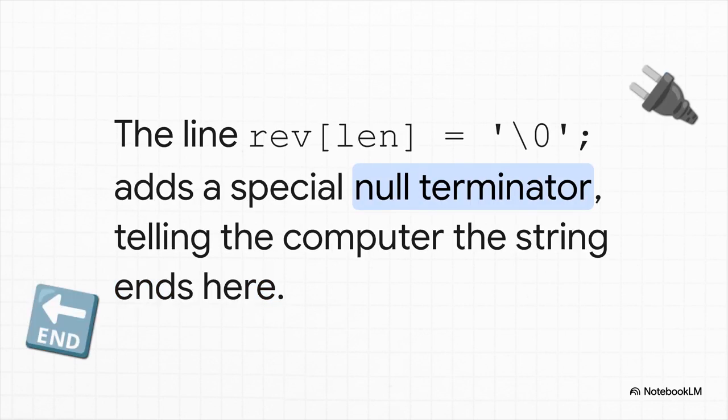Now, this line might look a little cryptic, but it is so important in C. That little \0 is called a null terminator. You can just think of it like the period at the end of a sentence. It's how we tell the computer, okay, buddy, the string officially ends right here.